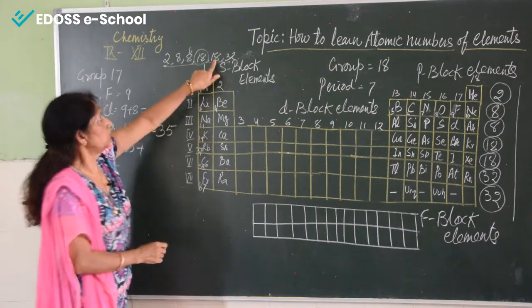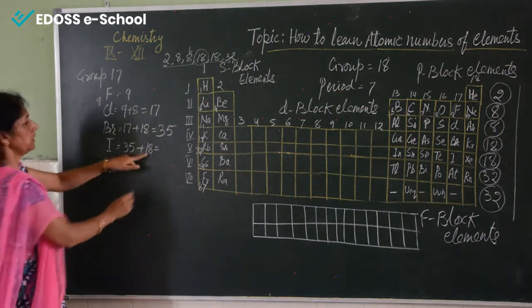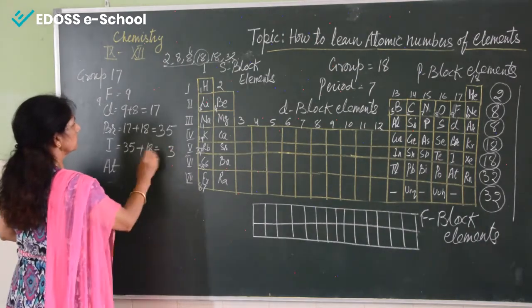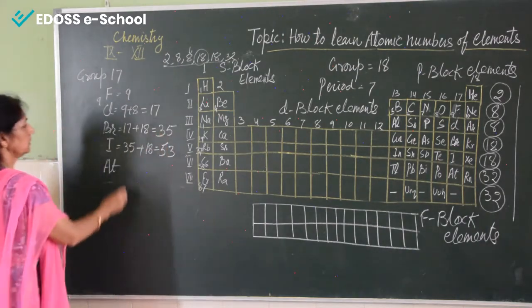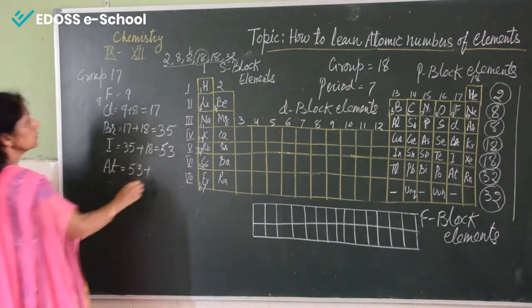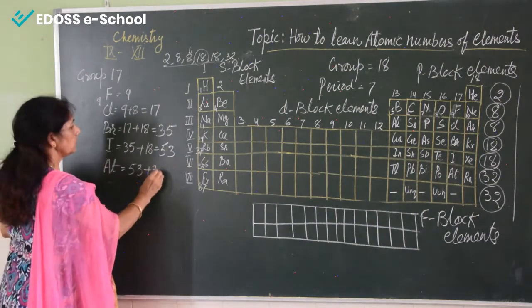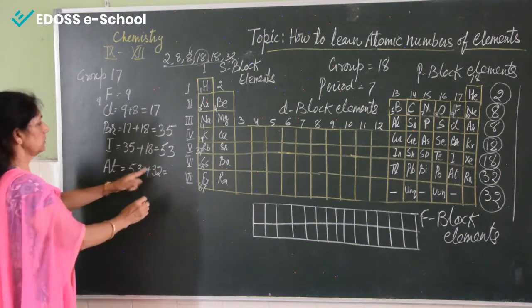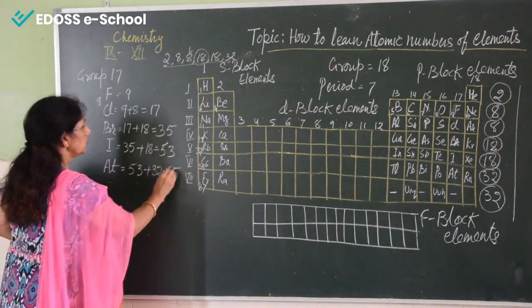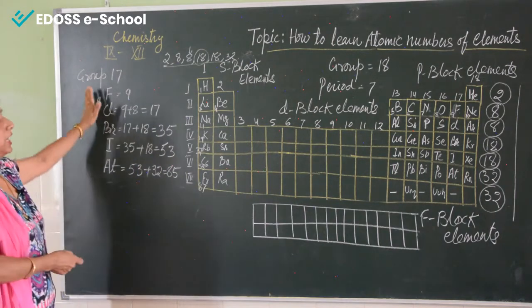Now this one, 35 plus, now 1 and 2, so again 18 we have to add. So this will be 53. And astatine, 53 plus, this is 1, so it has 32. So this is 85. So this is the way we can learn the atomic numbers.